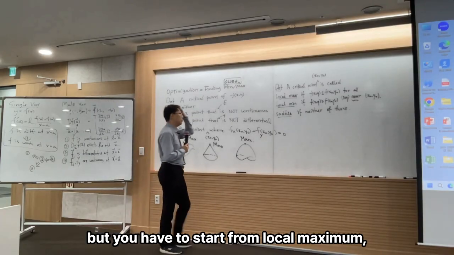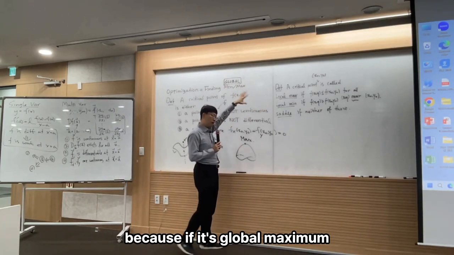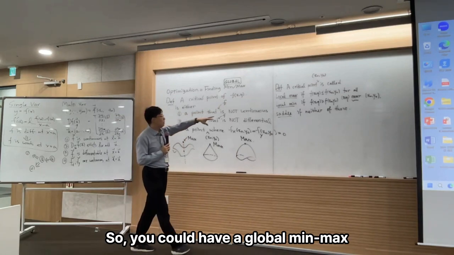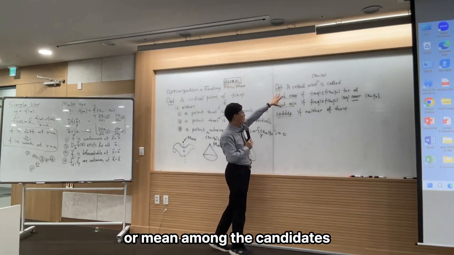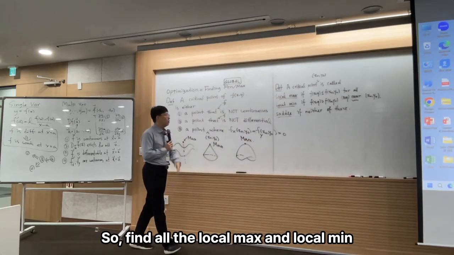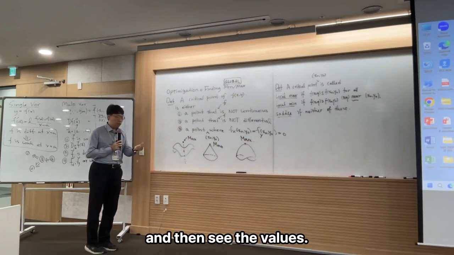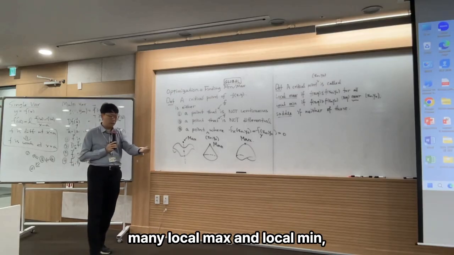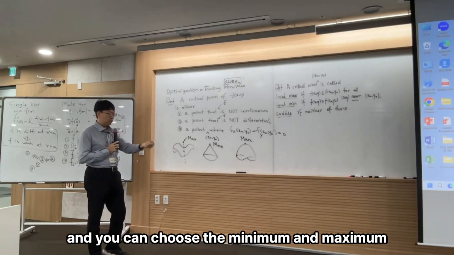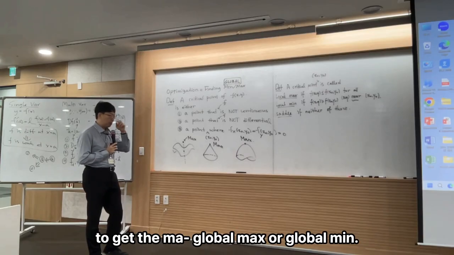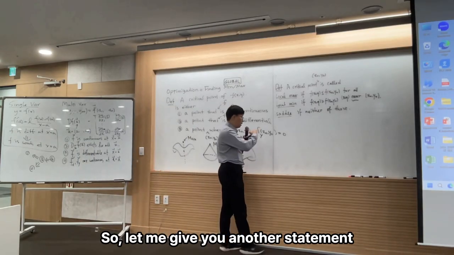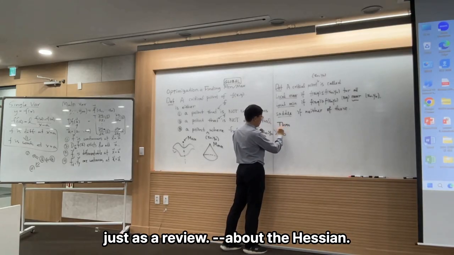So optimization usually goes for the minimum or maximum value over an entire domain. But you have to start from local maxima and minima, because if it's a global maximum or global minimum, it is a local maximum or local minimum. So you find all the local max and local min, then compare the values, and you can choose the minimum and maximum to get the global max or global min. So that's the point. Let me give you another statement as a review about the Hessian.